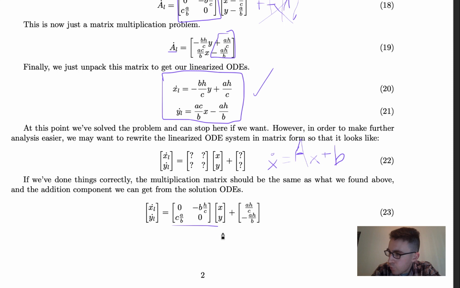But if you're trying to learn how to do this for a homework problem or an exam problem, then probably this answer here is what's okay to stop at. I mean, this is the answer to the linearized form of the ODEs.